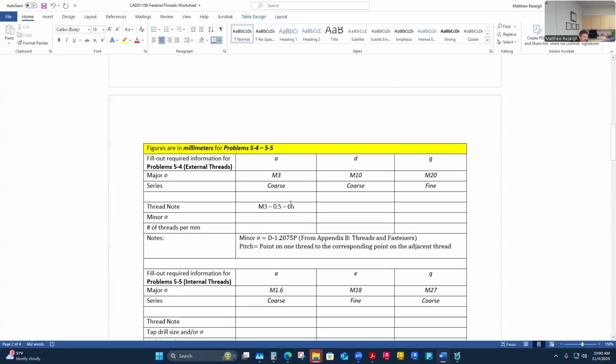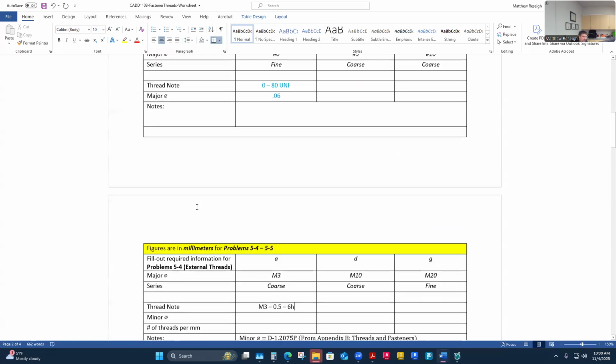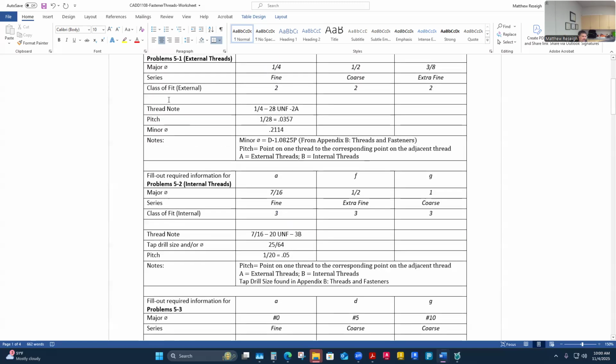I'm not going to put this column because I wasn't given anything to evaluate its fit type like I was up here. This one had a class of fit.